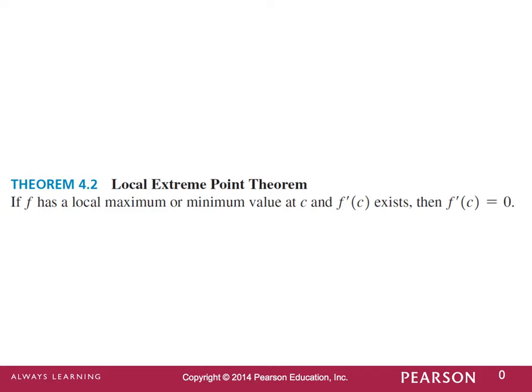That leads us into our local extreme point theorem, which states that if f has a local maximum or minimum value at c and f prime of c exists, then f prime of c must equal 0. All right, and we're going to actually use the reverse of this, not that theorems are reversible, but we're going to use the reverse of this to help us find and identify local extrema, in that when our slope is equal to 0, that's when we're going to have local extrema.